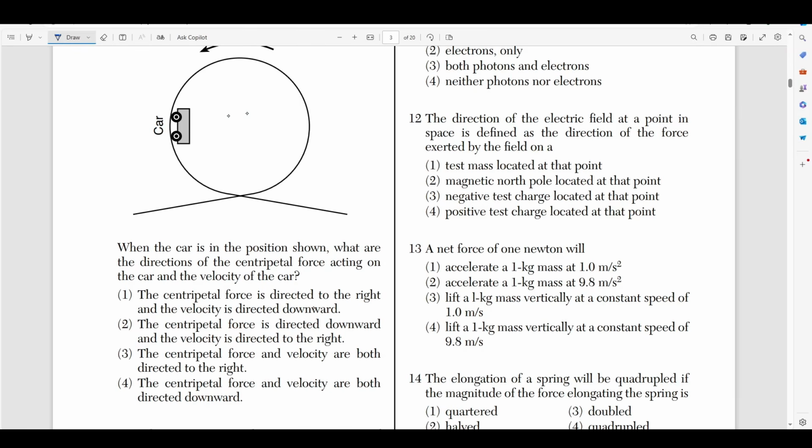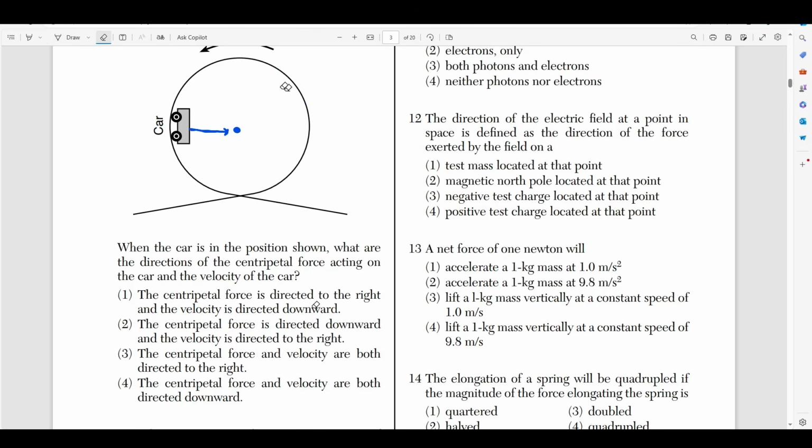Okay, so here centripetal force is always going to point you towards the center of an object. So here's my center, I just drew in my center. And centripetal force, no matter where you are, is always going to be pointing towards this center point, right? So even if the car was here, the centripetal force would still be pointing to the center. Even if it was upside down, it would still be pointing to the center.